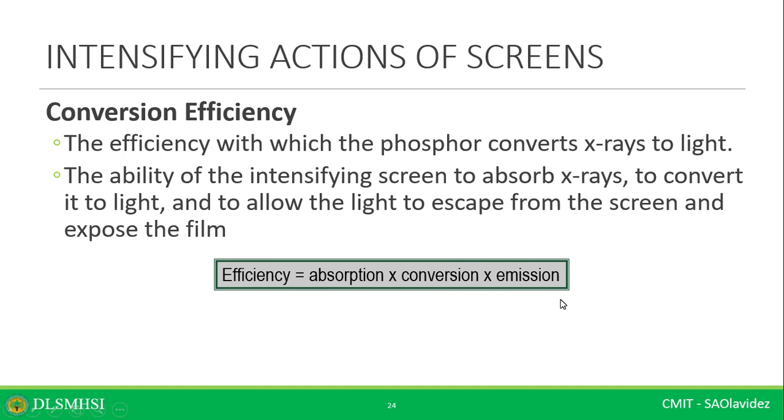Now, the emission is affected by other factors such as the kind of material that is used as a binder, the supercoat, whether there is a reflective or absorptive layer, which affects how many light photons will be allowed to escape the intensifying screen itself. So all of this combined is a measure of the conversion efficiency of the intensifying screen.